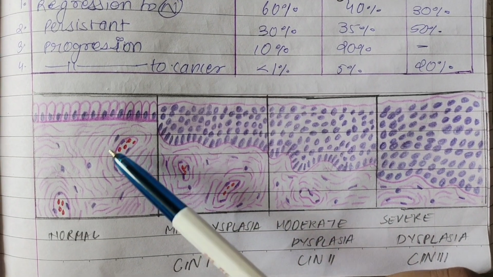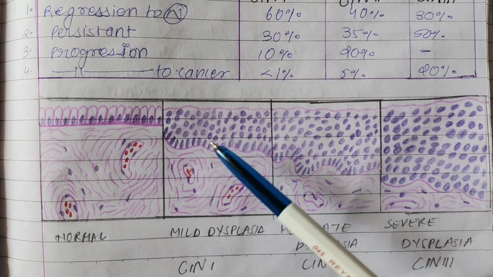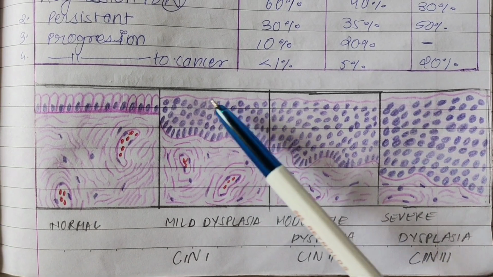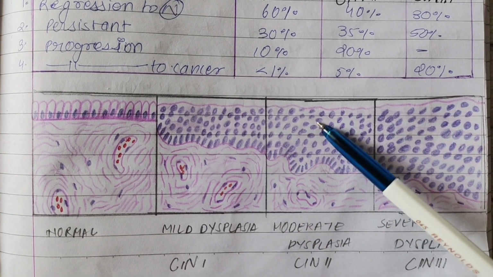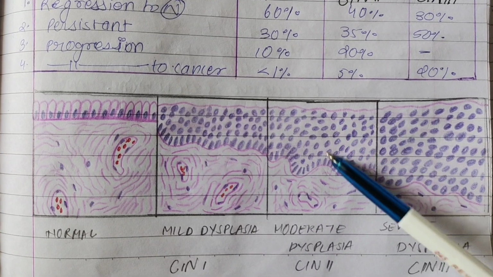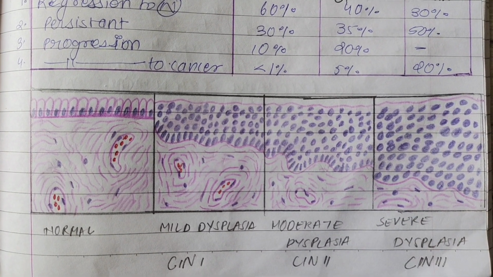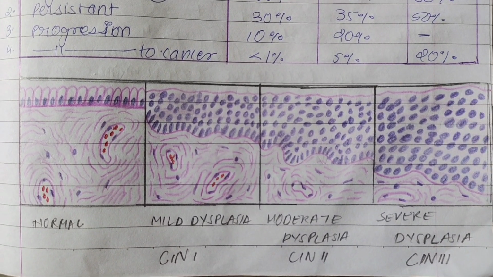the three classifications. It is normal epithelium, in which we see mild dysplasia, or CIN I, in which less than 1/3 part is involved, and in moderate dysplasia, CIN II, 1/3 to 2/3 part is involved with atypical cells, and in severe, more than 2/3 part is involved.